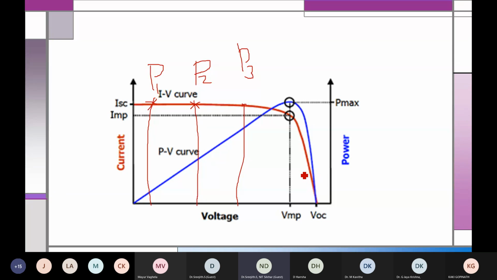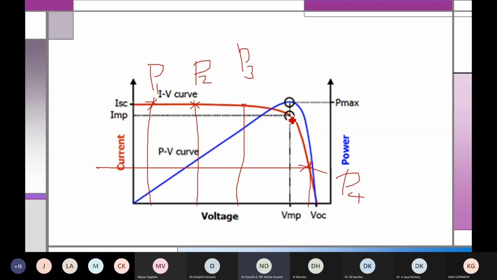But let me come to this point. See, voltage is reaching its maximum value, whereas the current is reduced to a certain value. This is P4. So P4 is less than P3 now. Clear? Initially we got P1. P2 is found to be more than P1. P3 is found to be more than P2. Now we can see P4 is less than P3. That means there is some point in this graph where if you multiply the voltage and current, you will get the maximum power. That point is called the maximum power point.